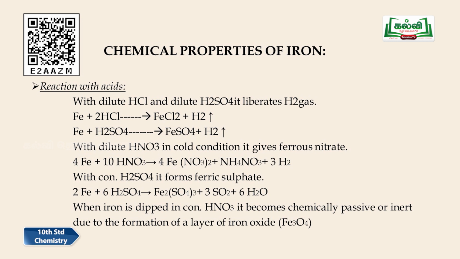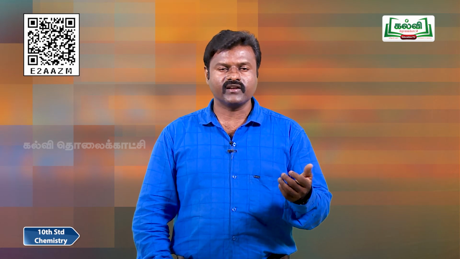With concentrated sulfuric acid, it forms ferric sulfate. 2Fe plus 6H2SO4 gives Fe2(SO4)3 plus 3SO2 plus 6H2O. Sulfur dioxide gas is liberated here. But when you dip iron in concentrated nitric acid, it becomes chemically passive, that means it is inert, because there is the formation of a layer of iron oxide Fe3O4 on the surface of iron. So, we studied the extractive metallurgy, its uses, chemical and physical properties. The physical properties: it is grayish white in color, it has luster, it is malleable, ductile, and a good conductor of electricity. So, these are all about iron.